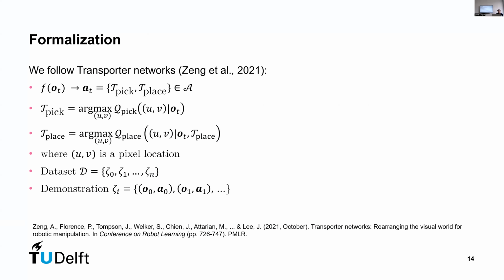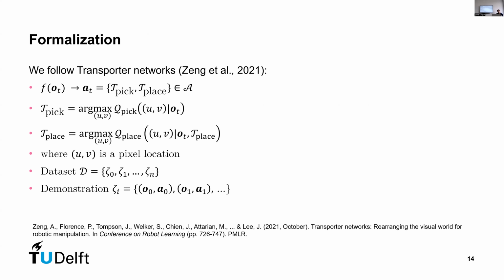We formalize this in the same way as Transporter Networks by Andy Zeng and his co-authors, which is a behavioral cloning way of formalizing this. We have a mapping from observations to actions, in this case a pick and a place action, and we have two value functions, one for picking and one for placing, and these are pixel-wise value functions. For each pixel, our model outputs a probability of how likely it is to be successful when picking there.